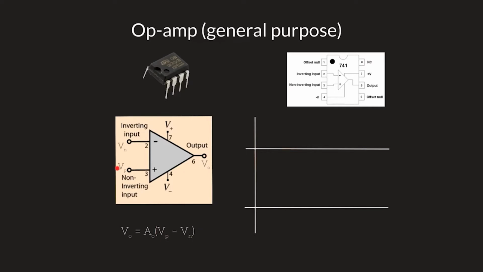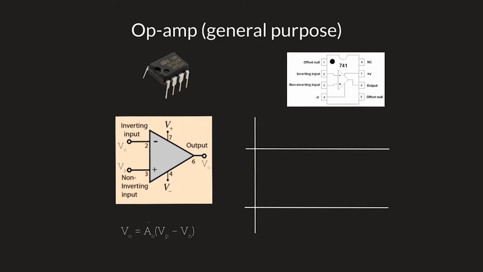The input VP here is called the non-inverting input. You'll find out why in a moment. VN here is the inverting input. Same, we'll find out in a minute. All these numbers, 2, 3, 4, 6, are all over here. This is an example of an actual op amp that is quite common.